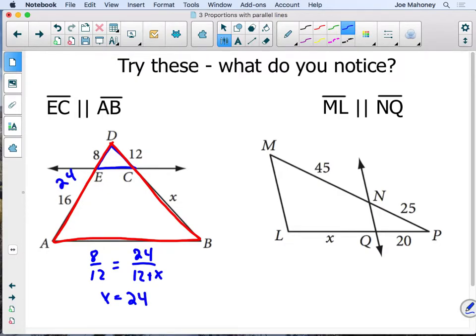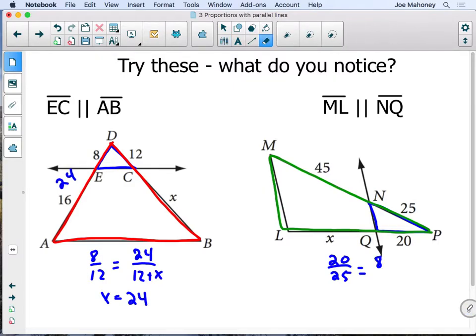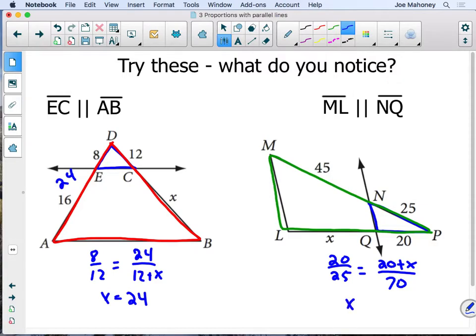Interesting. You noticing some things? How about over here? I have another pair of similar triangles, so maybe I'll go like 20 is to 25. I'll take this big green triangle here, and I'll make, let's see, 25 plus 45 is 80. Nope, 70. So let's see. Oh, I got to go the right way, though. If I'm doing 20 over 25, I have to do 20 plus x over 70. And when I solve this equation, I get that x equals 36.